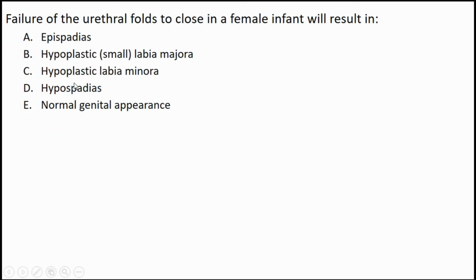And last but not least, question 26, failure of the urethral folds to close in a female infant will result in E, normal genital appearance. Those urethral folds seal together on the midline to create the penile raphe, and if this was a male, we would have hypospadias. But since this is female, failure of those folds to come together on the midline is normal.